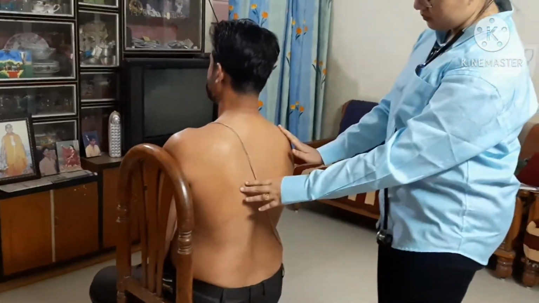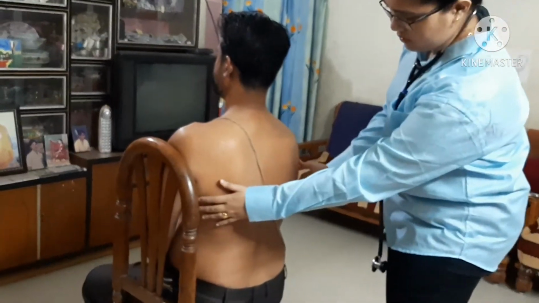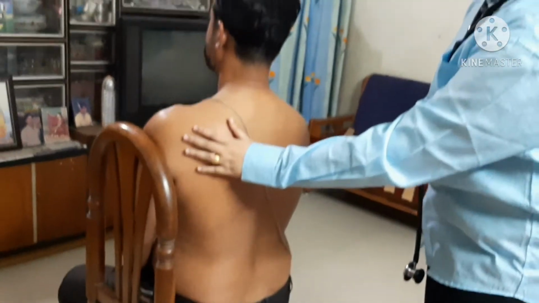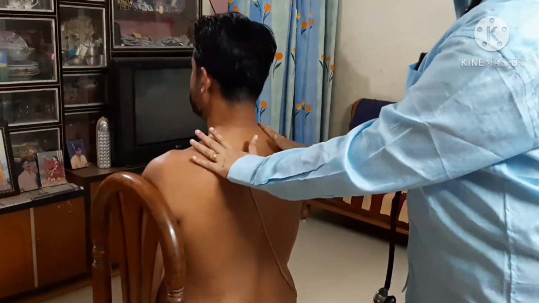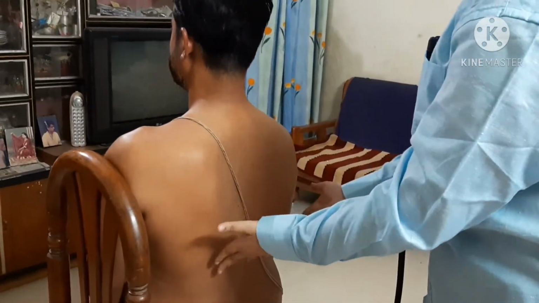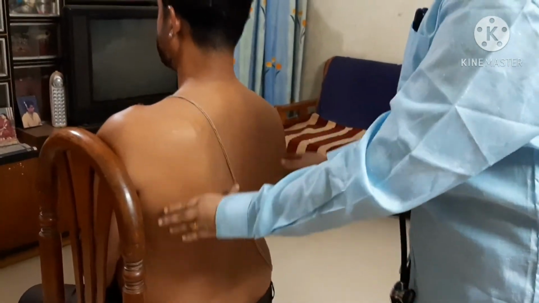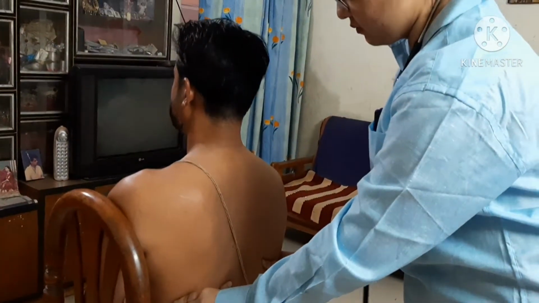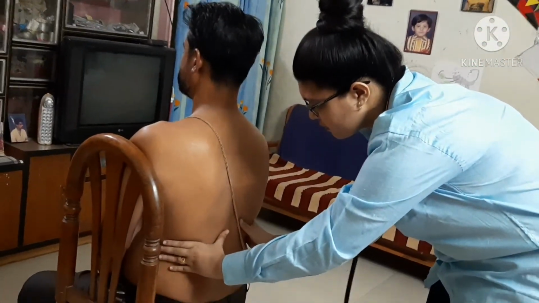Next, I would check the posterior thorax. I would begin by inspecting its shape, symmetry, and deformities. I would also check the overlying skin of it. Then I would start palpating the chest to locate any areas of pain or tenderness or to assess any lesions or abnormalities. Now, to assess respiratory expansion.